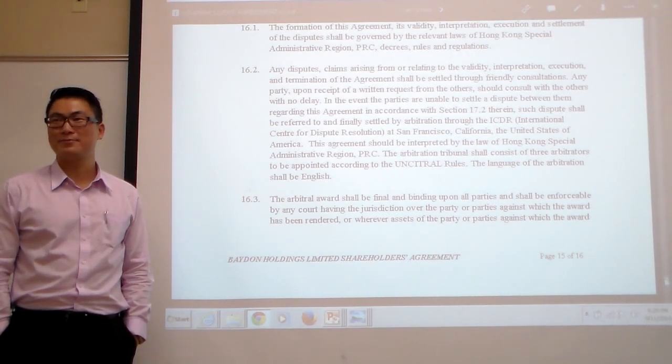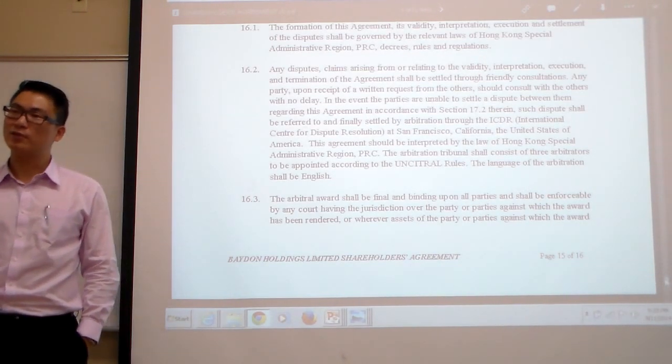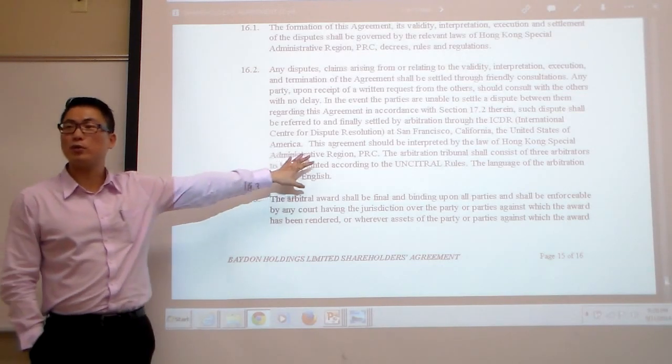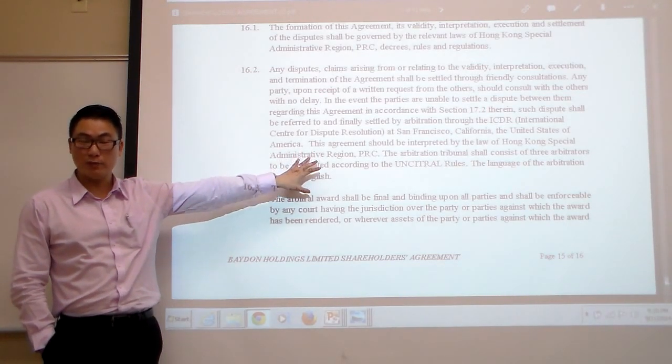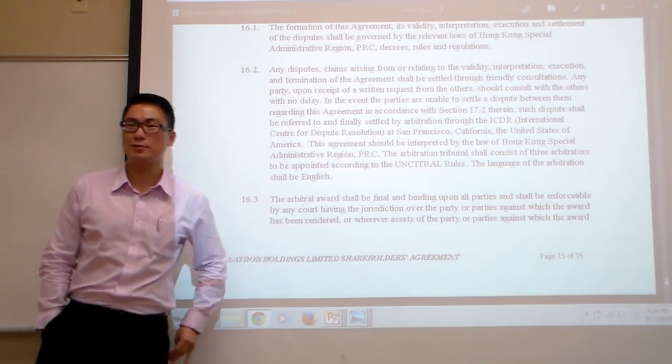Courts will favor him? Yeah, the court will favor him because he's a United States citizen. But we don't go to court, we go to arbitration. That's not the reason. But why do I pick San Francisco?